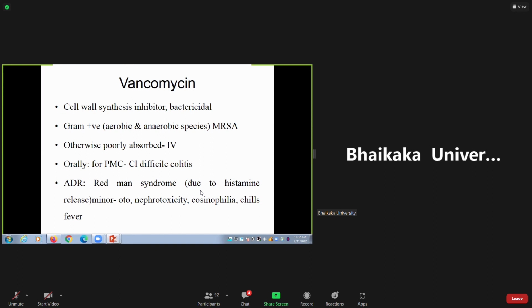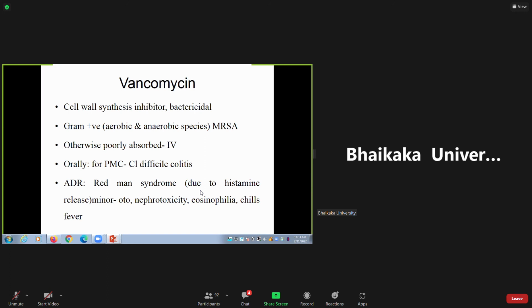Okay. Other adverse drug reactions: the major adverse drug reaction, red man syndrome, is preventable if it is given slowly. Other adverse drug reactions of vancomycin are ototoxicity, nephrotoxicity, sometimes eosinophilia, chills and fever, but they are minor, not very major adverse drug reactions. Okay, now it is 11:33. I need to stop here. And that's how today I finish beta-lactam antibiotics.